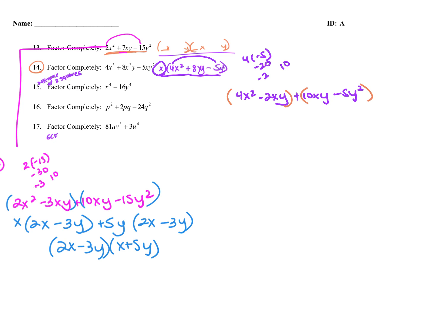Group these. I can take out a 2x here, and I get 2x minus y. Take out a negative 5y. No, sorry, a positive 5y. And I get 2x minus y. So 2x minus y and 2x plus 5y. And then again, don't forget that x in the front that we took out at the beginning.